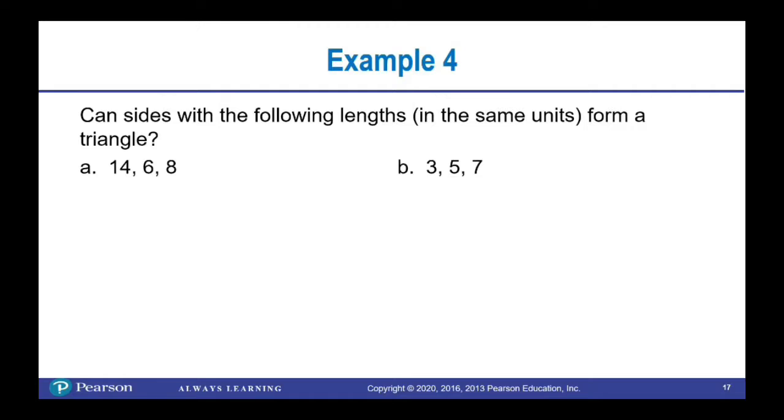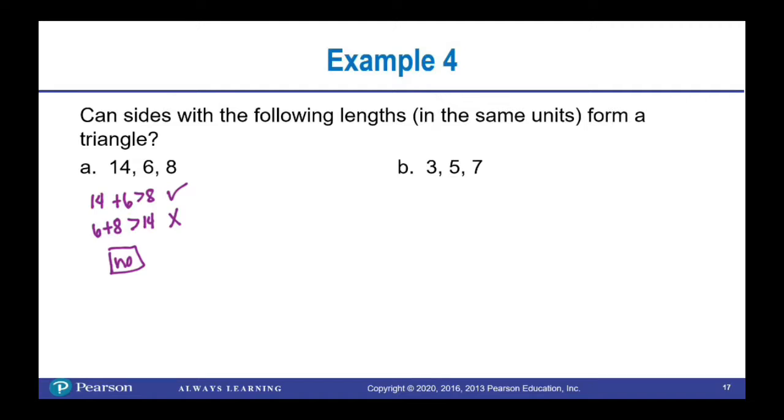Look at part A. We start with our first pair. So 14 plus 6, is that greater than 8? Yes, 14 plus 6 is 20, and that's greater than 8. Now we move to our next pair. So let's look at 6 plus 8. Is that greater than 14? Well, 6 plus 8 is 14, but that is not greater than 14, that other side. This one cannot be the lengths of the sides of a triangle because it has to be greater than, not just equal to, the third side.